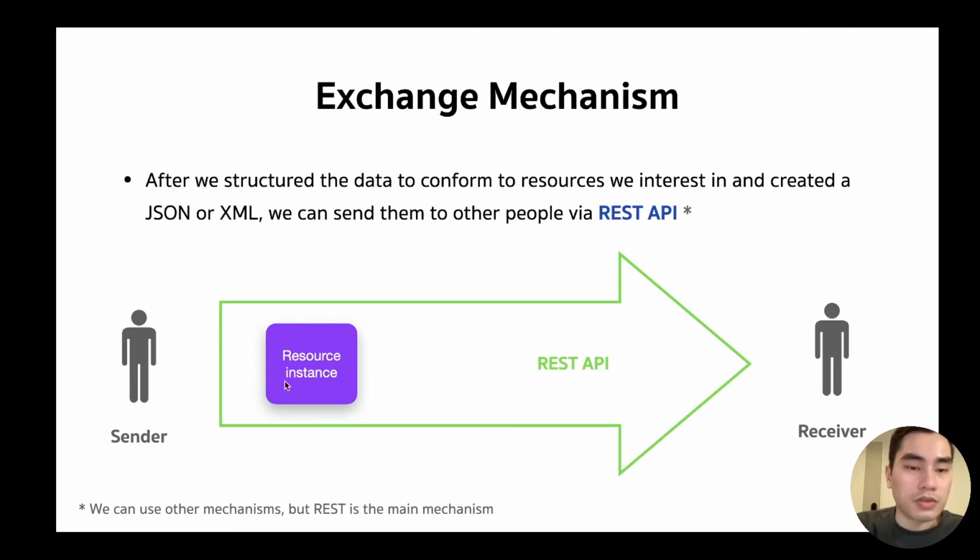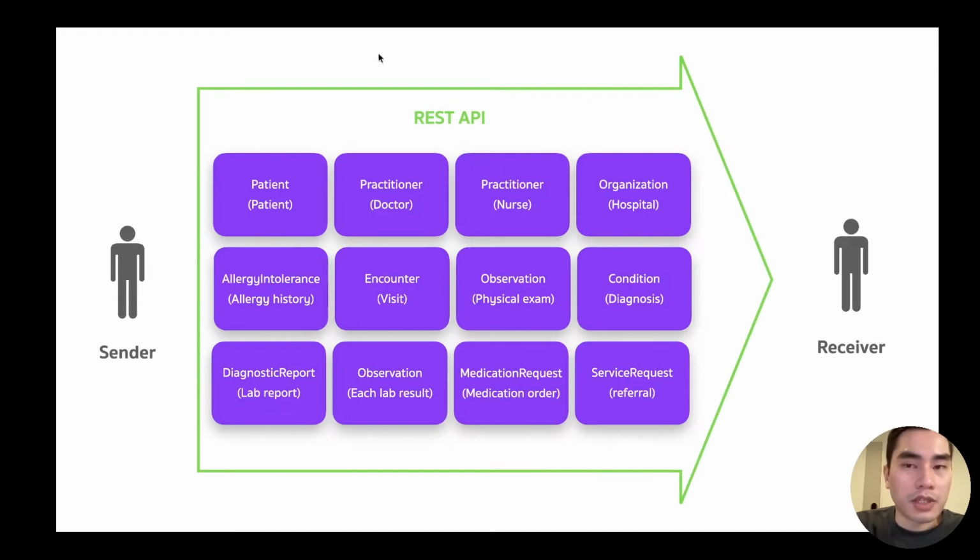The sender wants to send a resource instance to the receiver via the REST API, like this. In the real implementation, we typically send a lot of resources in one transaction. For example, if we just want to send data about a very simple OPD visit, we have to send the patient resource, practitioner resource, again for the nurse, this one for the doctor, and organization resource for information of the hospital.